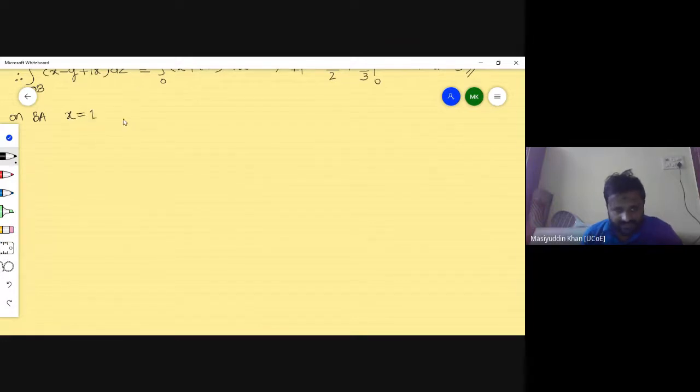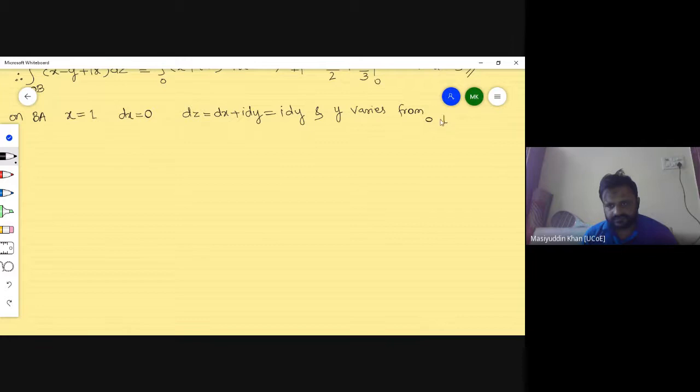So therefore dx is equal to 0. So dz is equal to dx plus i dy, therefore which is equal to i dy. And y varies from 0 to 1.